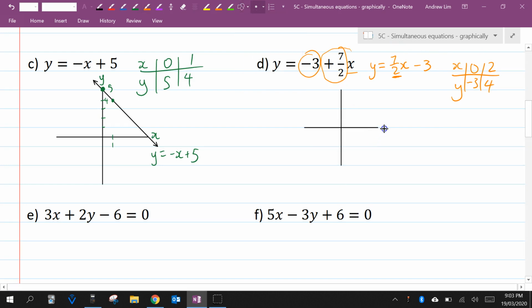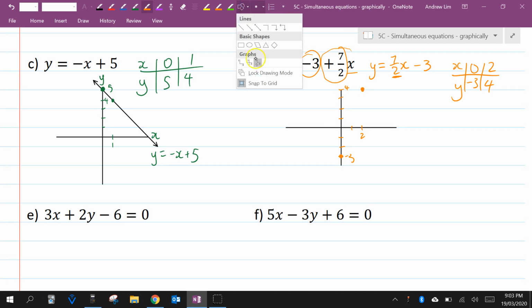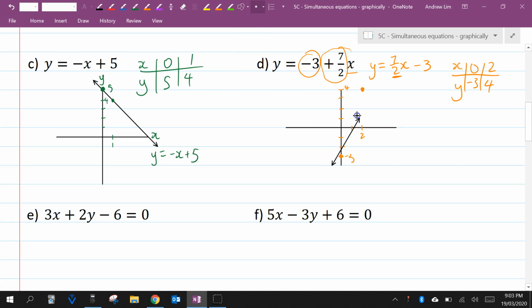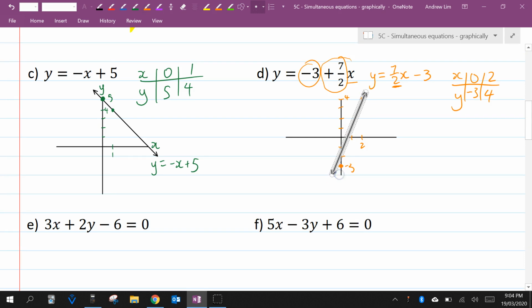Of course, you can just use your calculators to do this. So, minus 1, minus 2, minus 3. 0, minus 3 is here. 1, 2, 1, 2, 3, 4. Up here. And then we can draw a straight line. And that's y equals 7 on 2x minus 3.